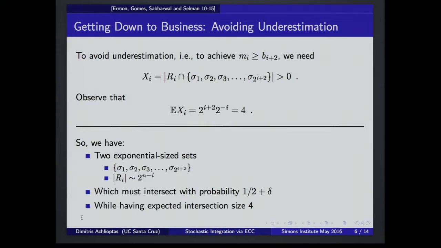So generically, you have the cube. Inside the cube, there is some set of size 2 to the alpha n for some alpha that you don't know, so it's an exponentially large set. You're going to take another exponentially large set, your random set. The size of your random set is such that the expected size of the intersection of the two sets is 4, literally 4 elements, and you want them to intersect with probability more than 1/2.